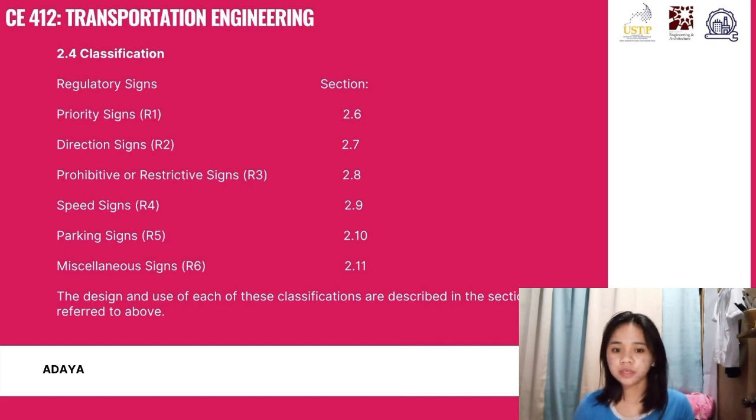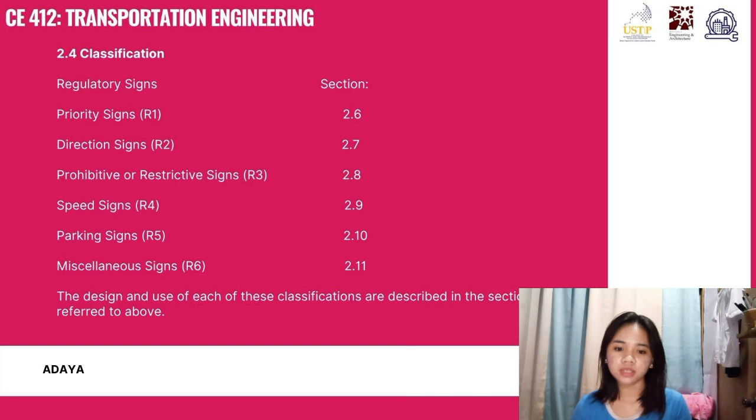And the next is the prohibitive or restrictive signs, or R3, section 2.8. So these are the signs that show what is not allowed. An example is no U-turn, no overtaking. So next is the speed signs, R4, section 2.9. So this sign shows how fast you can go. An example is the speed limit.